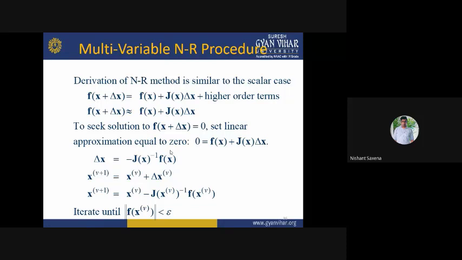Next, to find the solution of f of x plus delta x equal to 0, we set the linear approximation equal to 0. That is, f of x plus the Jacobian matrix J of x into delta x equal to 0. So when we solve it, we get the inverse of the Jacobian matrix into f of x, and then we find the new updated value x at k plus 1. After this, we substitute this delta x and find the solution. We will do the same process iteratively until the absolute value of this f of x is below the tolerance value.